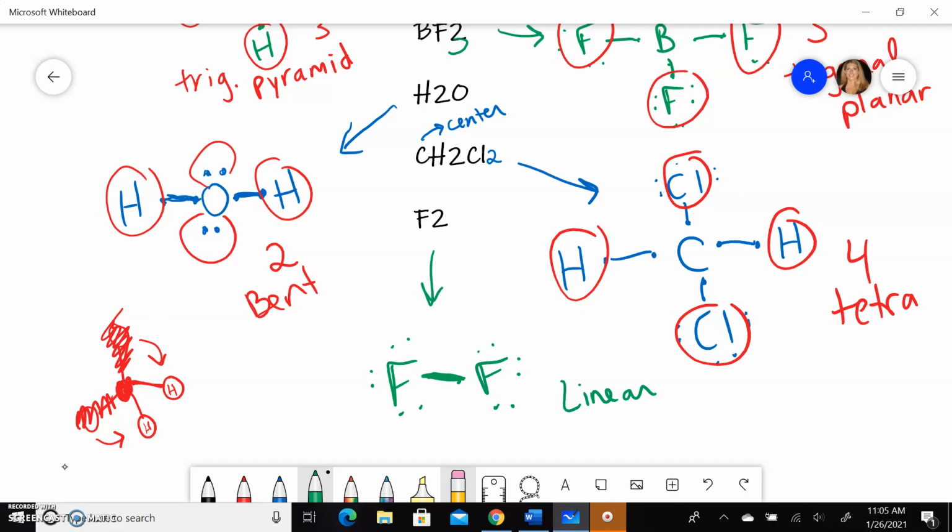So the rule about the dots affecting the shape is only if they're on the central atom, and to be a central atom, it has to have at least 2 other atoms bonded to it. So there is no central atom in this case, and so all you can do is draw a straight line between them. So regardless of if there's dots on them, it's just a linear shape. And hopefully that will help you draw the shapes for your progress check.